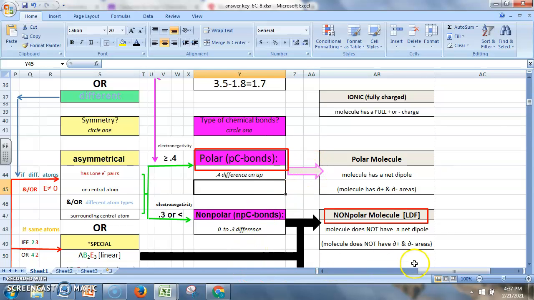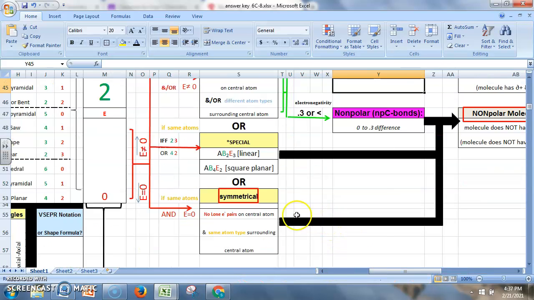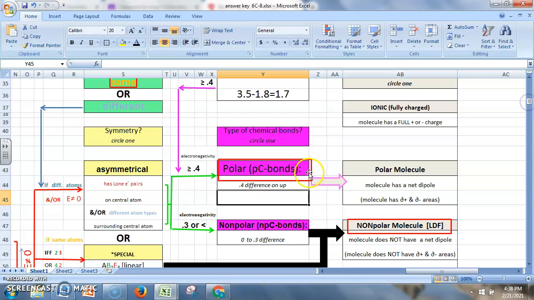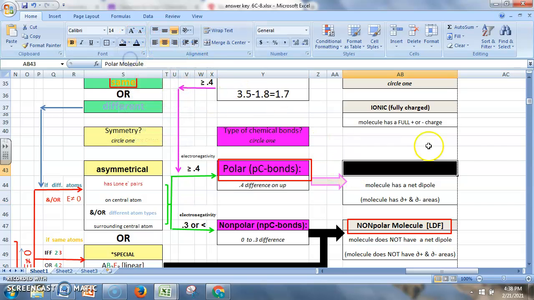We've already established that this molecule is symmetrical. There are no lone pairs. So the two oxygens are trying to pull the electrons, but they cancel each other out. So the bonds would try to be polar, but the molecule can't be polar. There is no way it can be polar. It's not polar. Couldn't be.